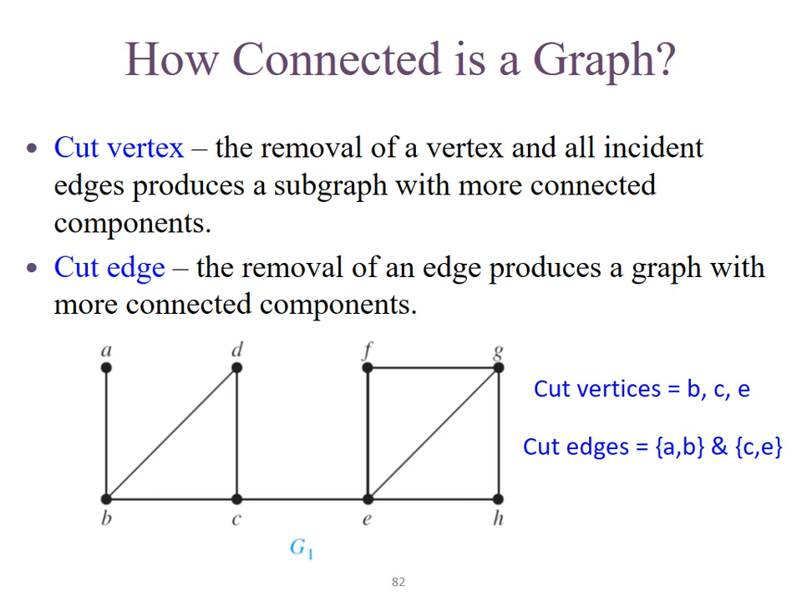Okay, so if we have cut vertex, then we will have cut edge. If you remove the edge, then you can produce more connected components. For example, if you remove this edge, then this will be the first connected component. This will be the second connected component. So the edge CD is a cut edge. Actually, you can also remove edge AB. Because if you remove edge AB, then A will be an isolated vertex. Then you create two connected components.